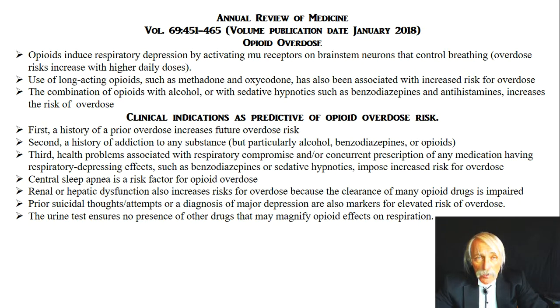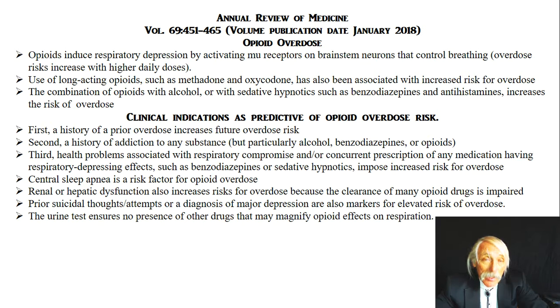Okay. What about the clinical indications as predictive of opioid overdose risk? Okay, this is more now for the clinician. First, if there's a history of prior overdose, that increases the future overdose risk. Standard stuff, you probably see this also in the DSM-5, right? Psychologists all know this. Second, a history of addiction to any substance, but particularly alcohol, benzodiazepines, or opioids, means that you're very likely could get addicted to opioids, right? That's because alcohol has very similar effects.